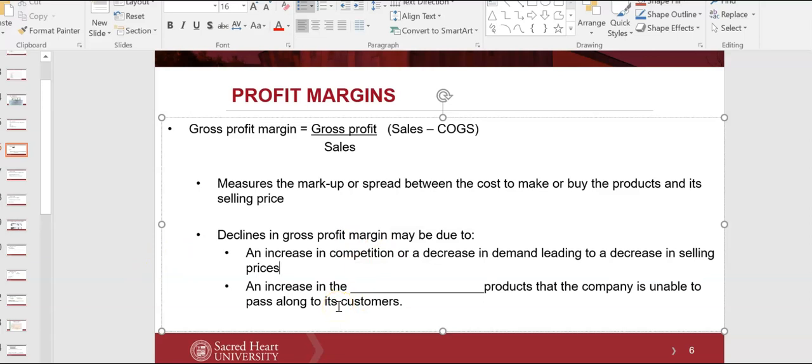Another reason for declines in gross profit margin: an increase in the cost to make or buy the products. You might be hearing in the news a lot about inflation concerns right now, that the cost of goods, the raw materials, are going up, and then the companies that have to incur these higher costs need to determine, can we raise our selling prices? How will the market respond? Or do we need to take the hit and reduce our gross profit margin if we need to maintain our selling prices even though our suppliers' selling prices are going up?